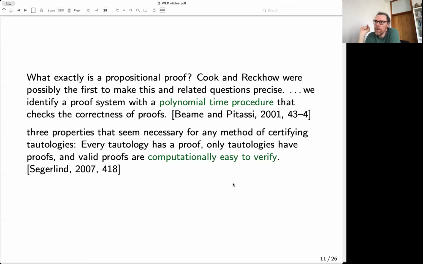The quote goes on: we identify a proof system with a polynomial time procedure that checks the correctness of proofs. Final quote: three properties that seem necessary for any method of certifying tautologies. Every tautology has a proof. Only tautologies have proofs. So that's completeness and soundness of the proof system. And the one I'm interested in is the last one: valid proofs are computationally easy to verify. Again, this "easy" is another word like "feasible" that complexity theorists use as a kind of shorthand for polynomial. So that's the proposal.